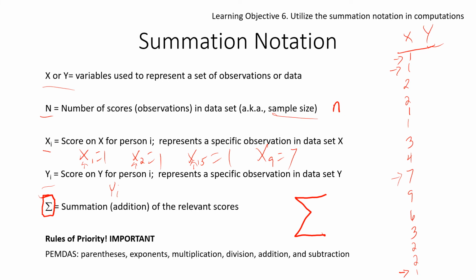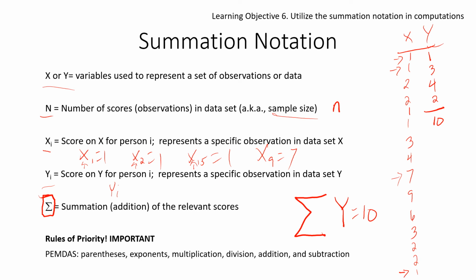So if you did, let's do 1, 3, 4, 2. If we did the sum of y, what we're basically telling you to do is sum all y scores. So you would add up all of these y scores together, and you get 10. So the sum of y would be equal to 10. 1 plus 3 plus 4 plus 2 is 10. So the summation notation is where you add everything after it, following order of operations. And I'll explain that more in just a minute.